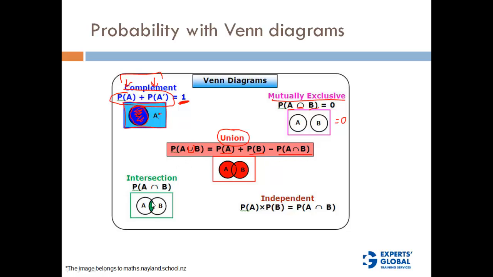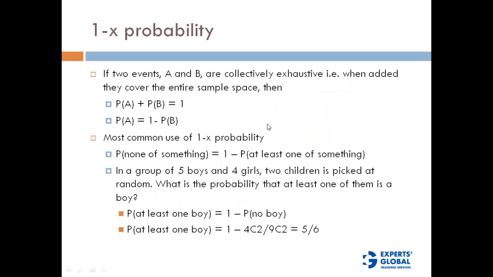Intersection is shown like this on the Venn diagram. This is the probability of A and B. And if A and B are totally independent events, what we get is probability of A into probability of B is equal to probability of A intersection B. Let's move on to this concept of 1 minus x probability.